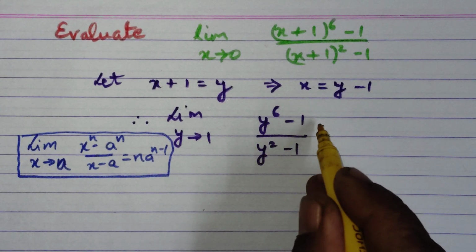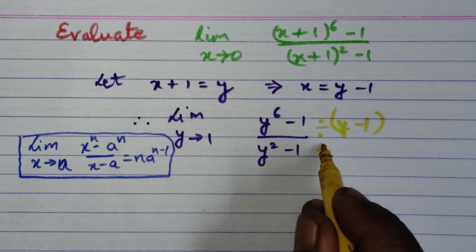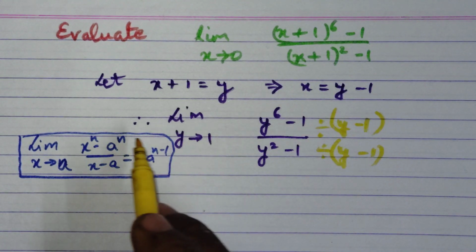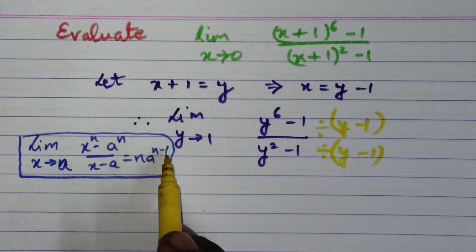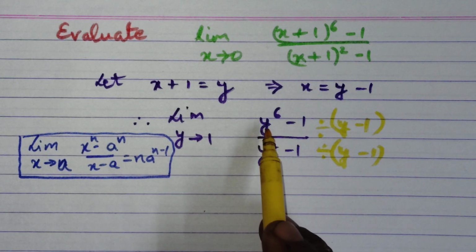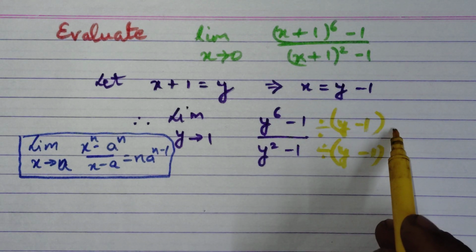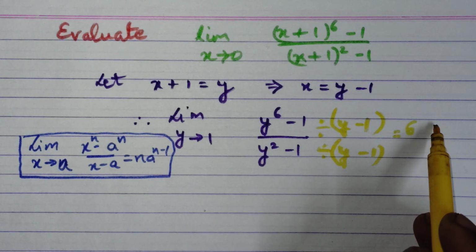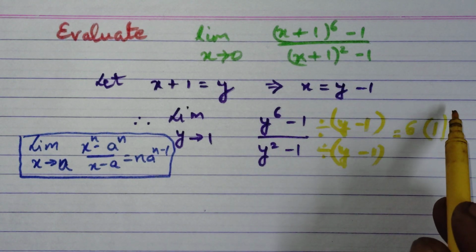We divide both numerator and denominator by y minus 1. So here is the formula for x raised to the power n minus a raised to the power n upon x minus a equal to n a raised to the power n minus 1, and limit x tends to a. So here limit y tends to 1. So y to the power 6 minus 1 to the power 6 upon y minus 1. It gives us n is 6, a is 1, so 1 to the power n minus 1, so 6 minus 1, it means 5.